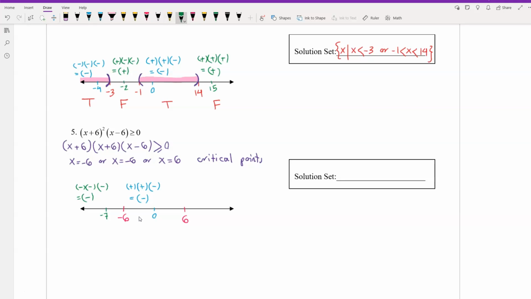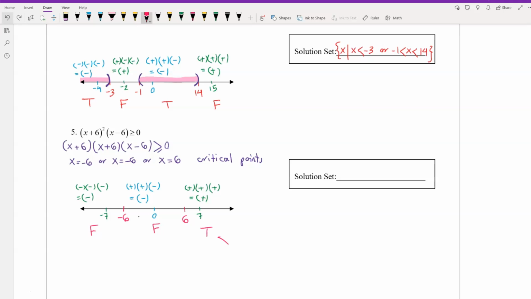Then any number greater than 6, for example 7, then use that 7 here on top. 7 plus 6 is a positive number, 7 plus 6 is positive, 7 minus 6 is positive. Multiply all these, here we have positive. And based on what is given here, it's asking for positive. So on this part we have negative, that is false. Here is negative, that is false. Here is positive, so this is true. So this part is our answer.